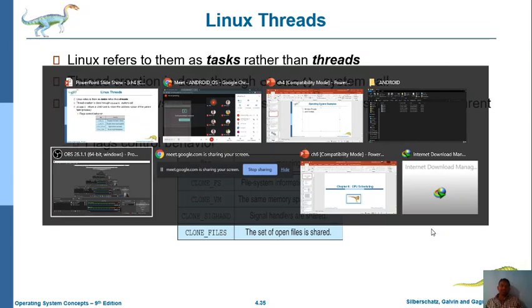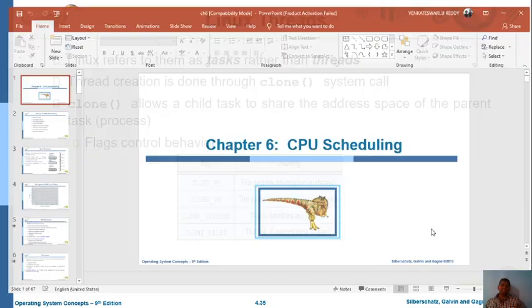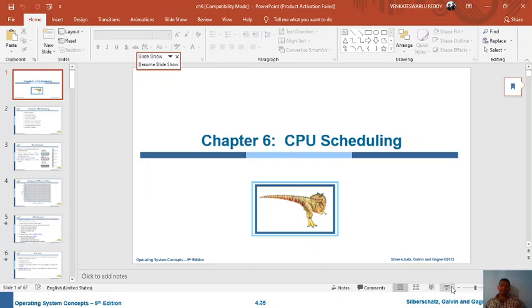And next we are going to discuss CPU scheduling, a very important concept.